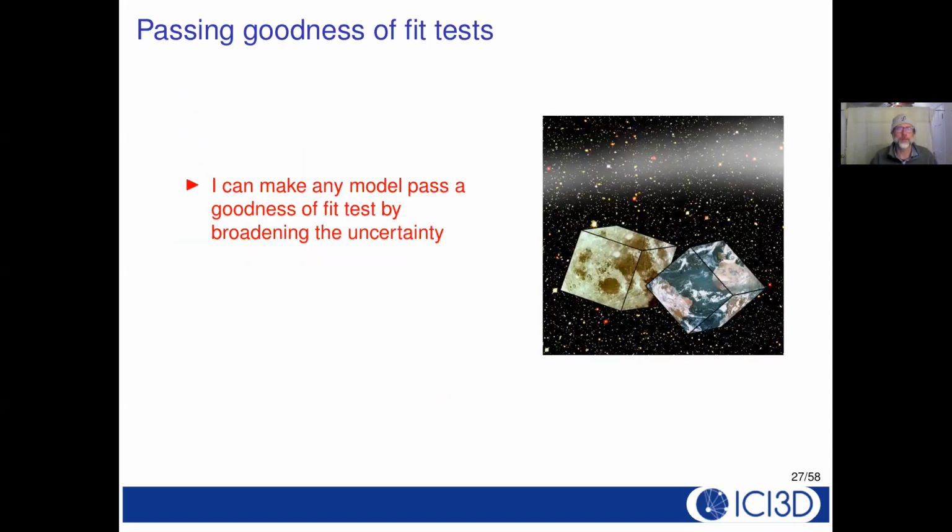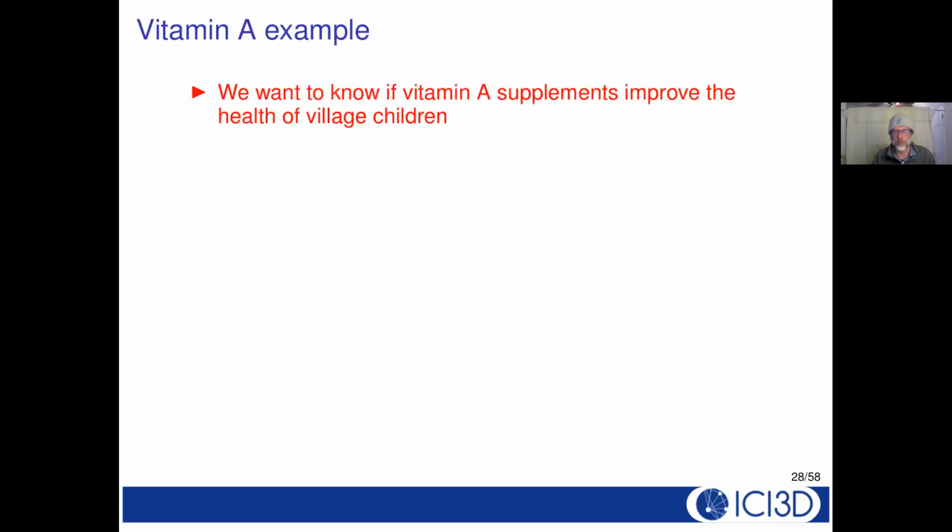Because I'm going to claim that the same problem at least seems to occur whenever we use a p-value. So what's the problem? I can make any model pass a goodness of fit test by broadening the uncertainty. That doesn't make it a good model. So how does this tie into the world of p-values?